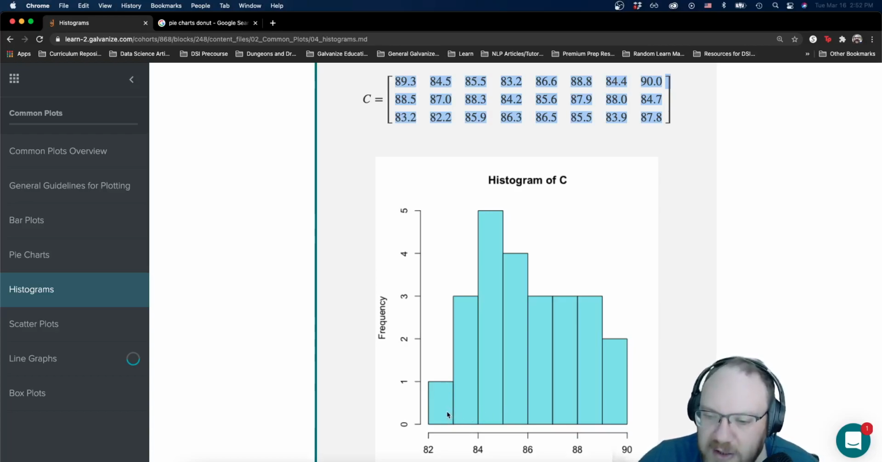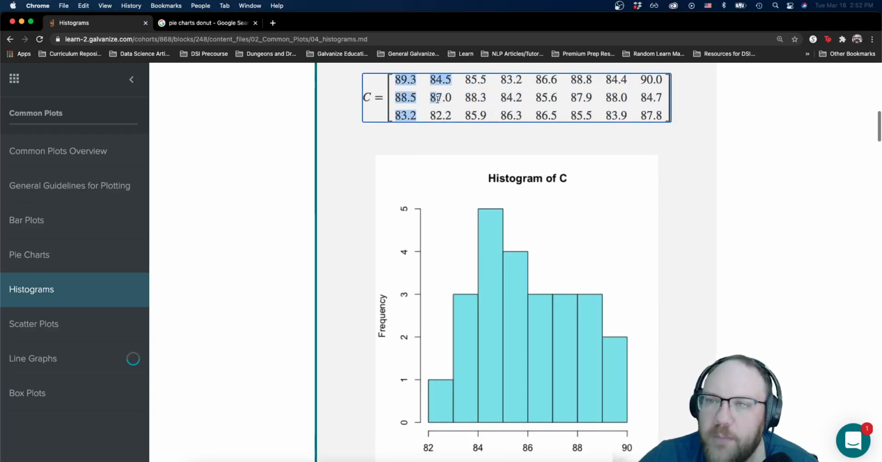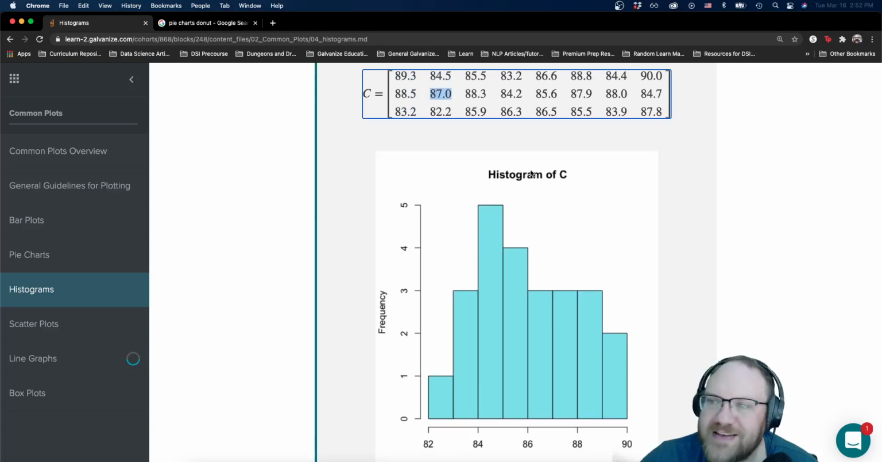As to how these buckets typically work, someone might say, what about this value, 87.0? That's right on this line. Is that in the bucket on the left or the bucket on the right? Luckily, just like Python, these things have a tendency to be left inclusive, right exclusive. So the left or the lower bound is included. So this bin represents 82 all the way up to anything less than 83. But 83.0 would actually be in this second bin here.